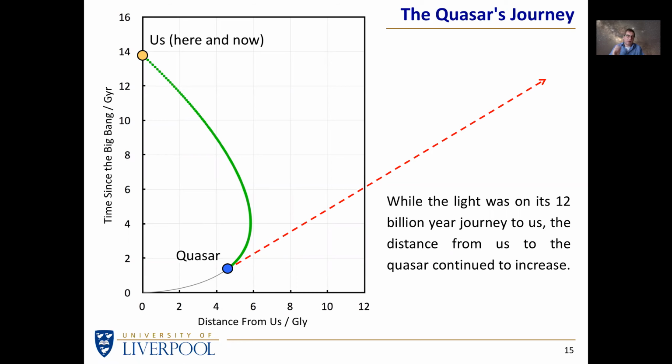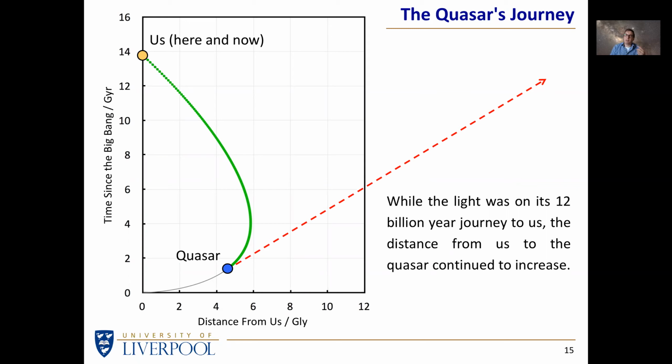That's not strictly accurate, because during the 12 billion years of the light's journey, the quasar velocity, the rate at which the distance to the quasar increased, changed slightly. It's roughly speaking receding from us at twice the speed of light, but it changed slightly during those 12 billion years. So it shouldn't, strictly speaking, be a straight line. It should be a slight curve, but I'm just showing that just to give you a general idea.